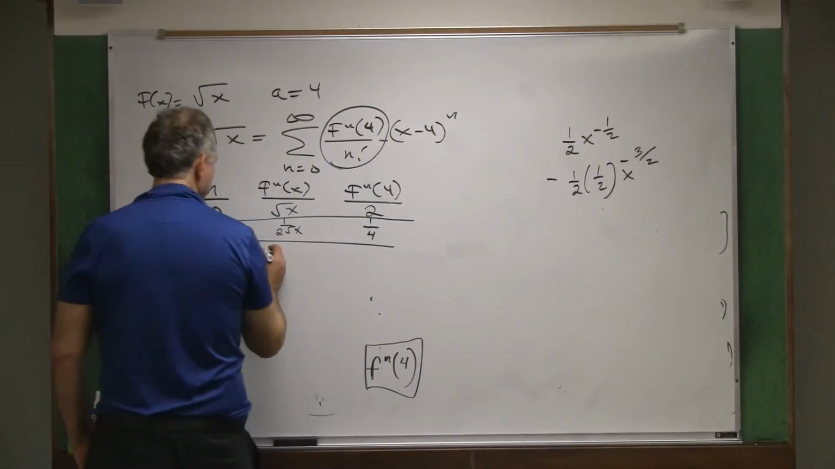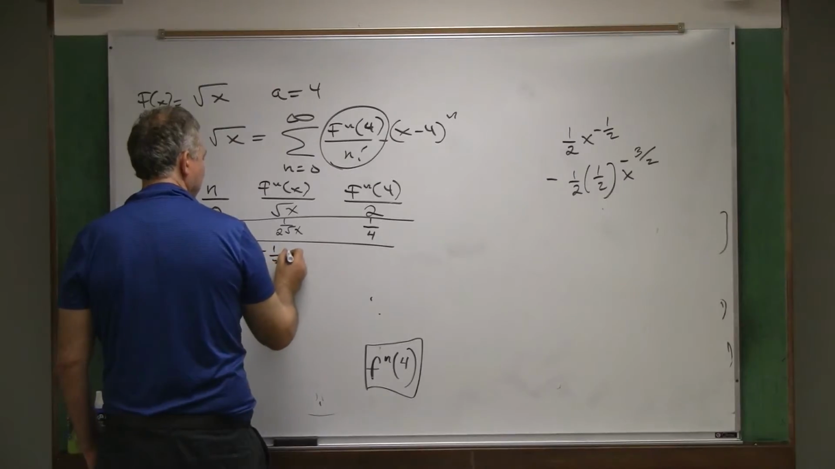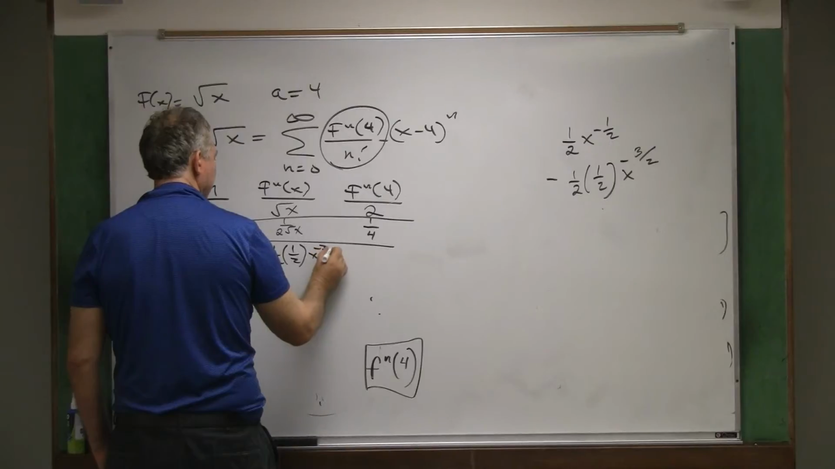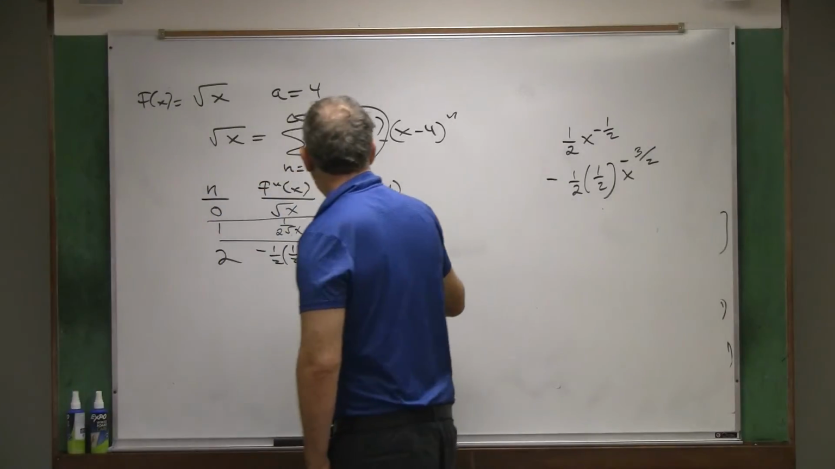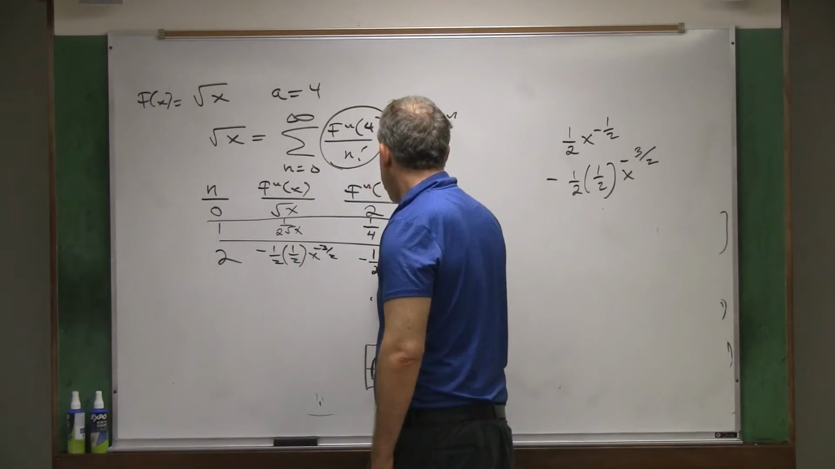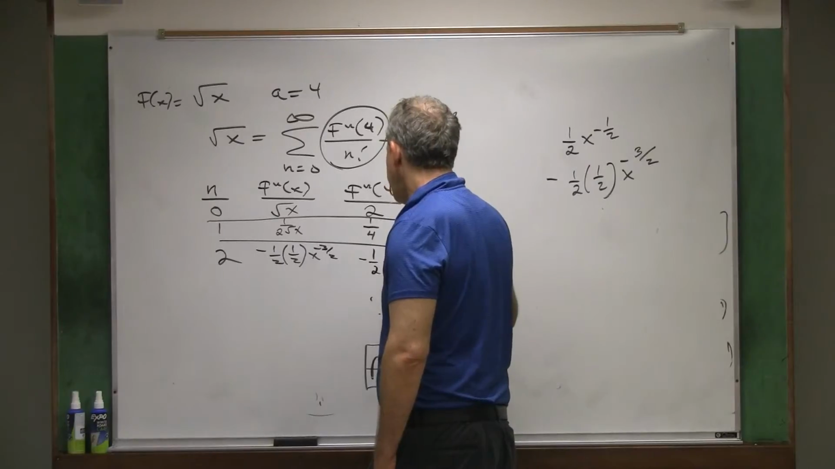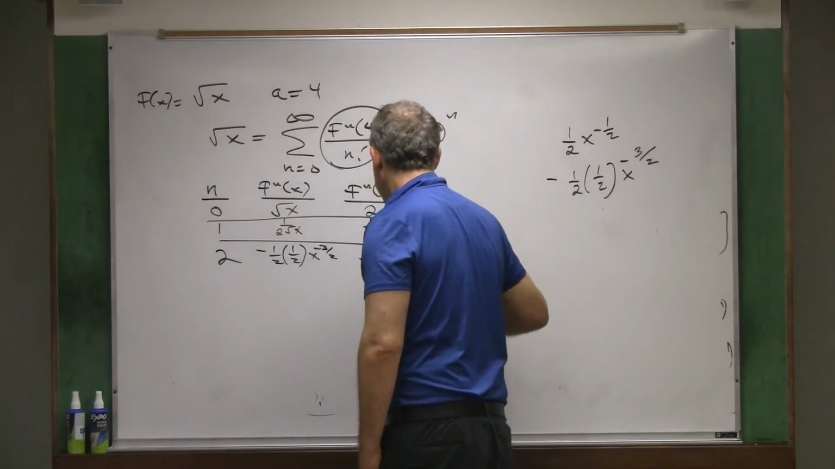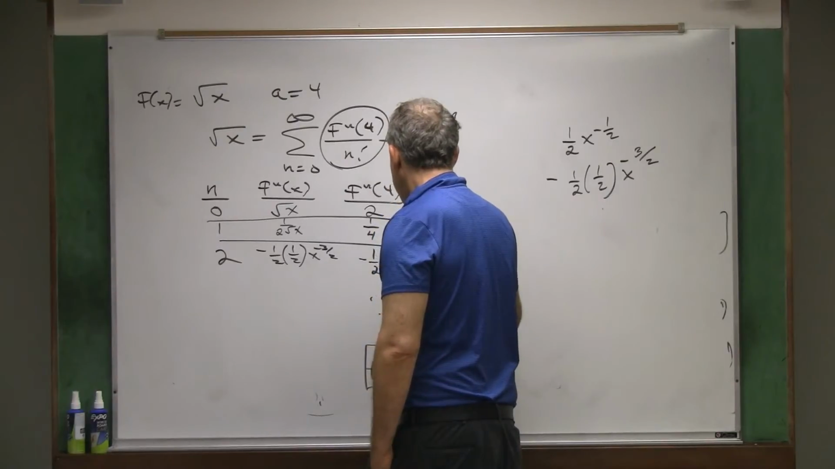So this is going to be minus a half, x to the minus 3 halves. So now we're getting minus a half, x to the minus 3 halves, evaluated at 4. Okay, so we're making progress.